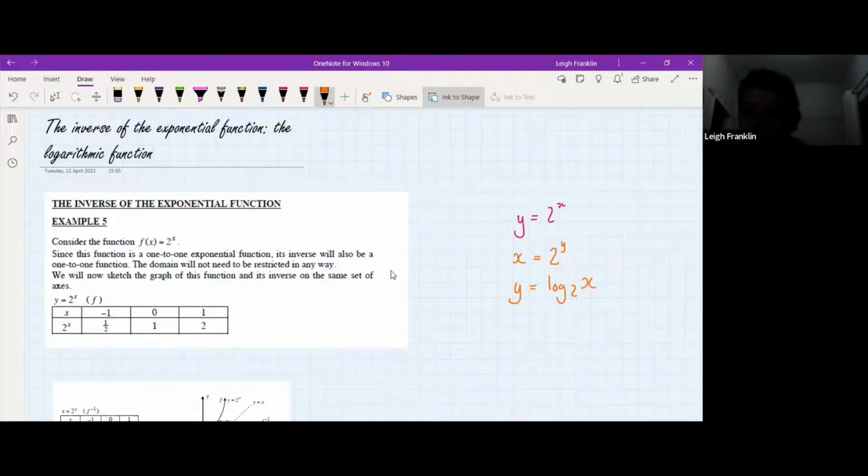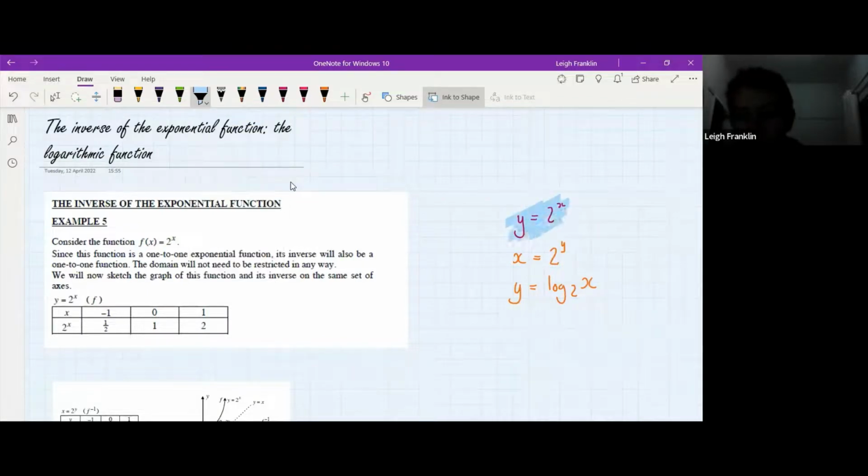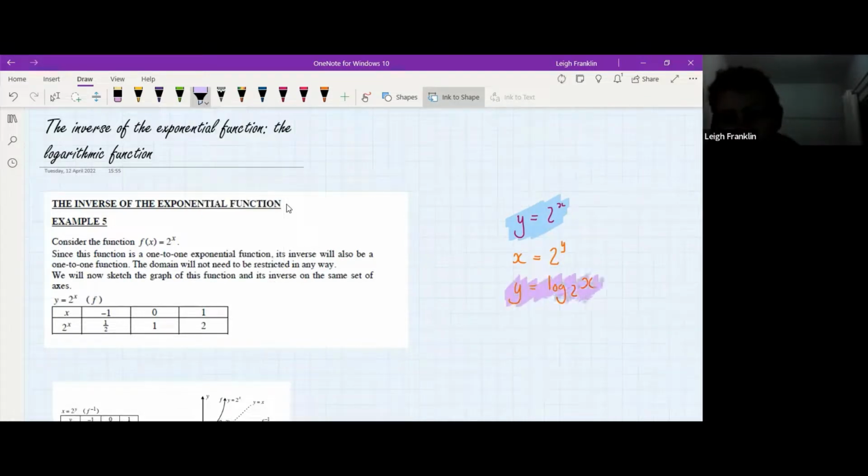They would expect you to be able to go from your normal straight exponential function, and if you were asked to write the inverse of that function, they would expect you to be able to do that. In other words, produce what I've done here in orange. Is everybody happy with that?